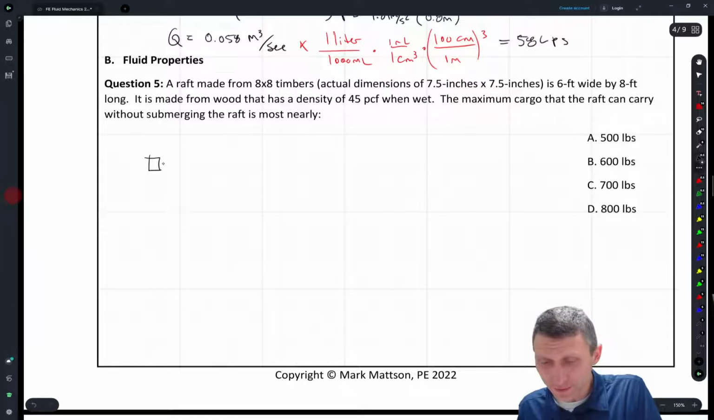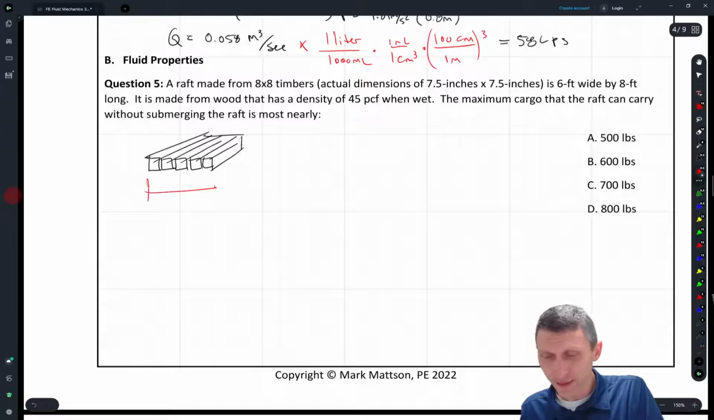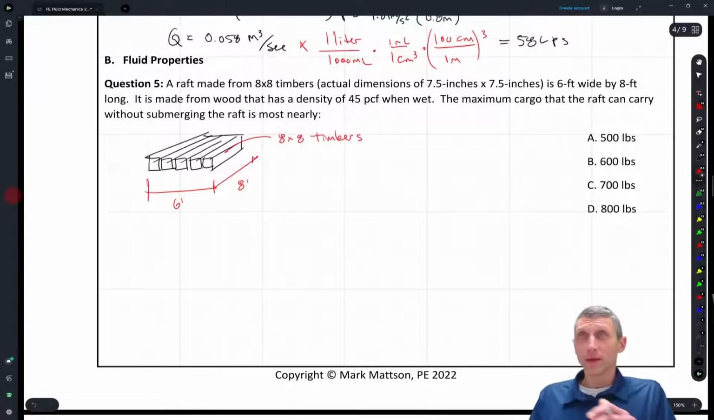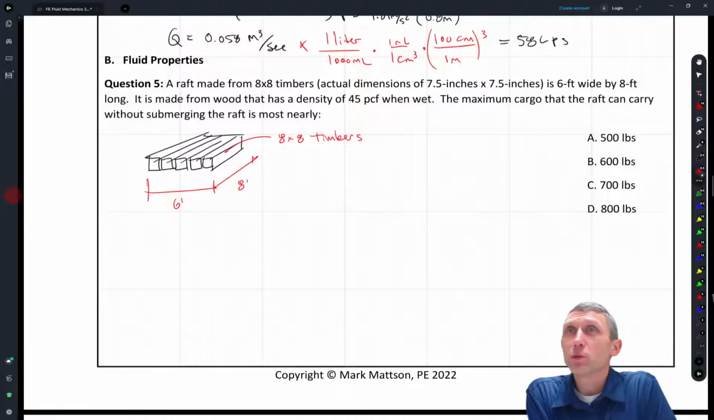So we have a raft that's made from timbers, and it looks something like this. So we got a raft, and this raft is 6 feet wide by 8 feet long. And these are 8x8 timbers. It's made from wood that has a density of 45 pounds per cubic foot when wet. So 45 is less than 62.4, which is good, so that means it'll float. And the maximum cargo that the raft can carry without submerging the raft is most nearly.